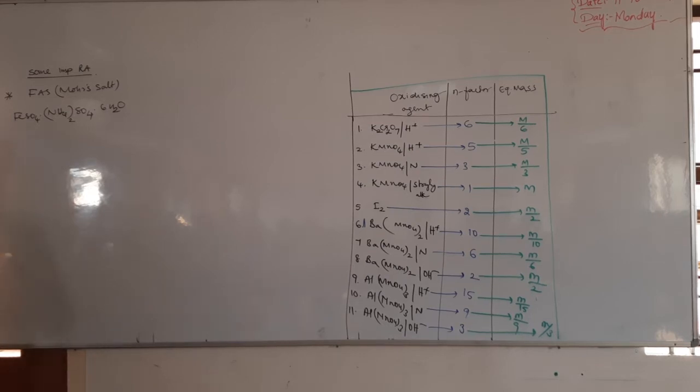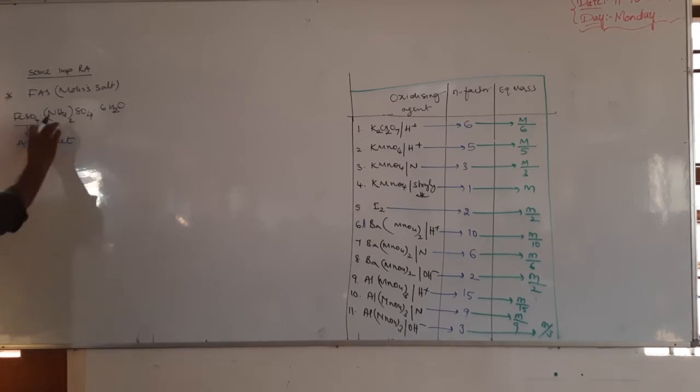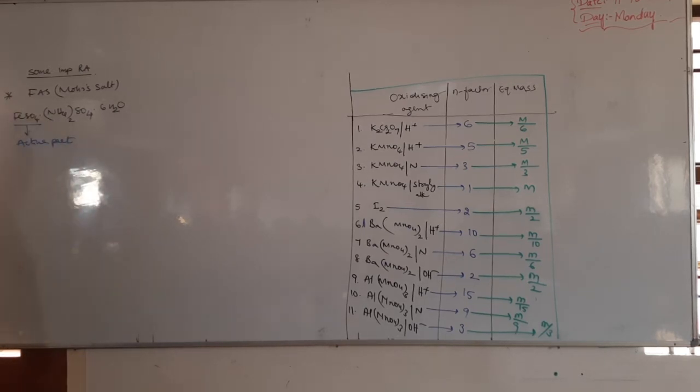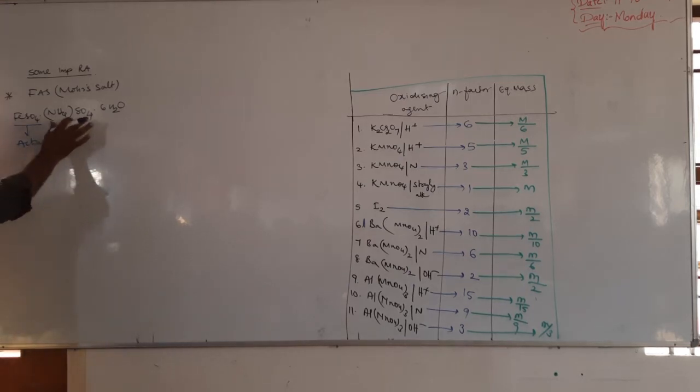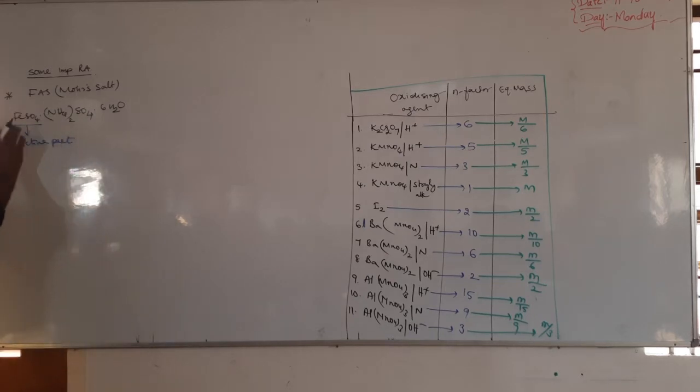Okay, in ferrous ammonium sulfate, which is the active part? So here the active part is only ferrous sulfate. It means ammonium sulfate does not act as an oxidizing agent, it does not act as a reducing agent, right? It does not change in oxidation number, right? So it is not involved in any kind of reaction. So therefore, in ferrous sulfate, only the ferrous ion changes. So here Fe is +2, SO4 is -2.